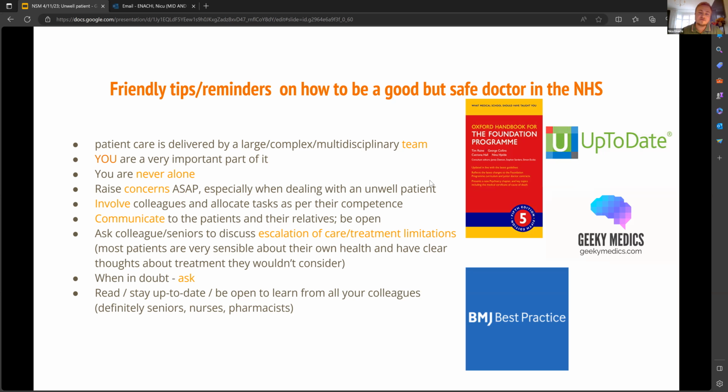Friendly tips from my side on how to be a good, this is an area here. It shouldn't be how to be a good but safe doctor. It should be how to be a good and safe doctor in the NHS. My apologies.